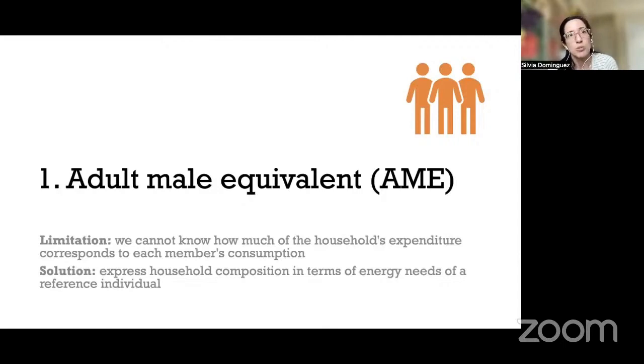So again, a household budget survey would give us an amount spent in the whole household. The household is composed of several individuals, for example, 2 adults, 2 children, 1 adolescent, etc. But we don't know which proportion of the expenditure corresponds to the consumption of each individual. So for that, I think this is an important point, we will use this adult male equivalent to be able to express expenditure in terms of a reference individual's energy needs.